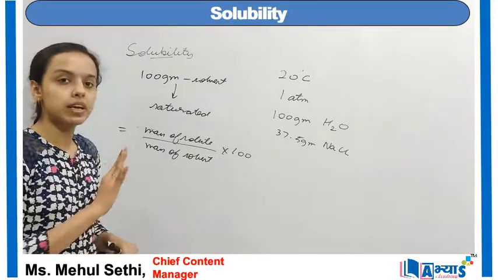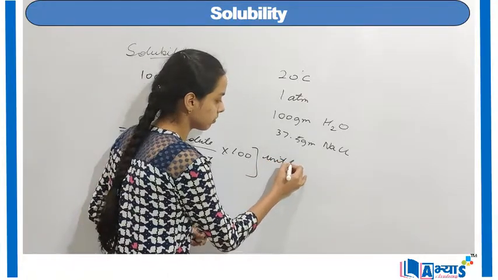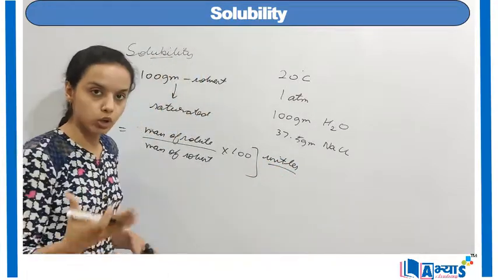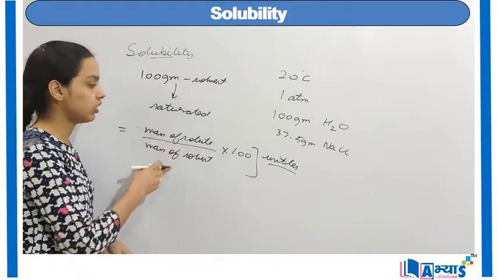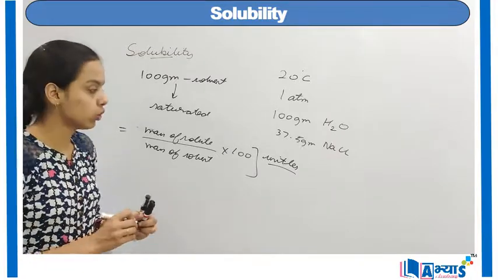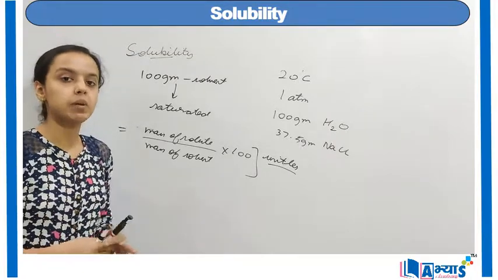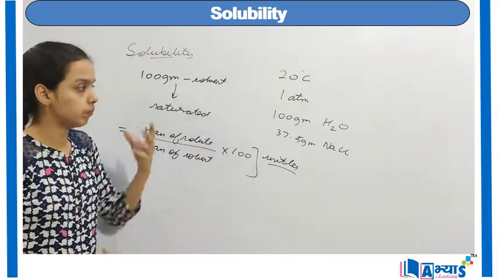The unit of solubility is zero, that is, it is unitless. There are no units for solubility because the units of the numerator and the denominator are the same, so they cancel out. Hence there are no units of solubility, but basically it means the amount of solute present in 100 grams of the solvent.